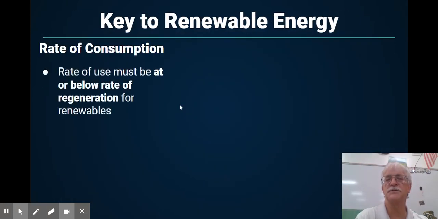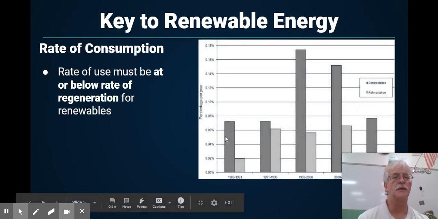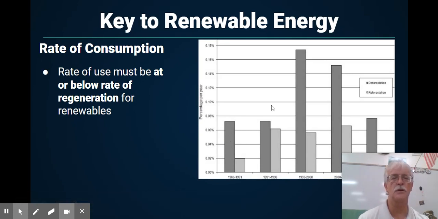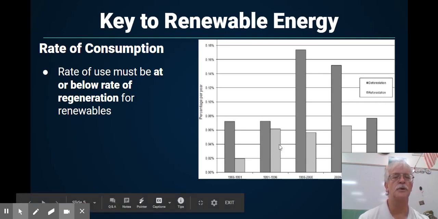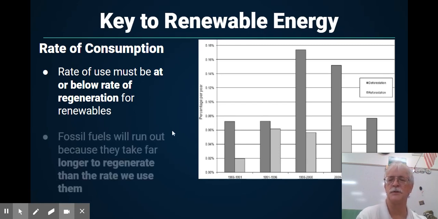So the rate of consumption must be at or below the rate of regeneration for renewables. Here we can see that for trees, the deforestation, the darker color, has been very, very high from 1966 on. And the amount of reforestation is not even close to that. Are we going to run out of them? Well, let's see what happened in the Amazon last summer.